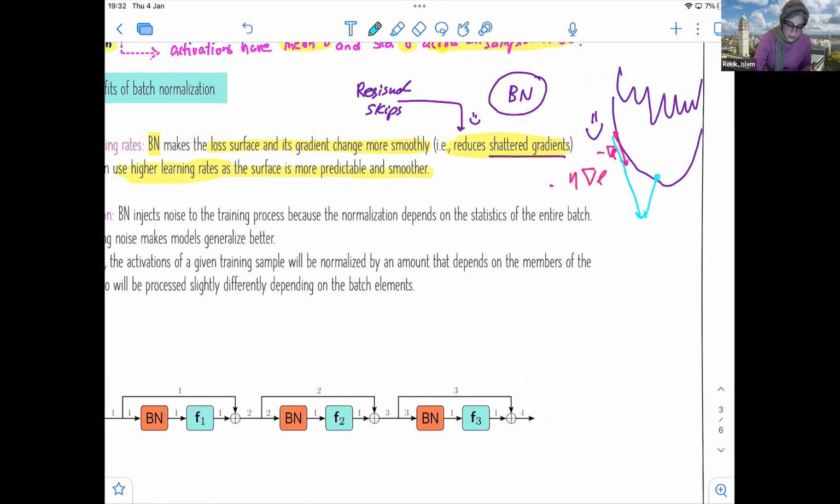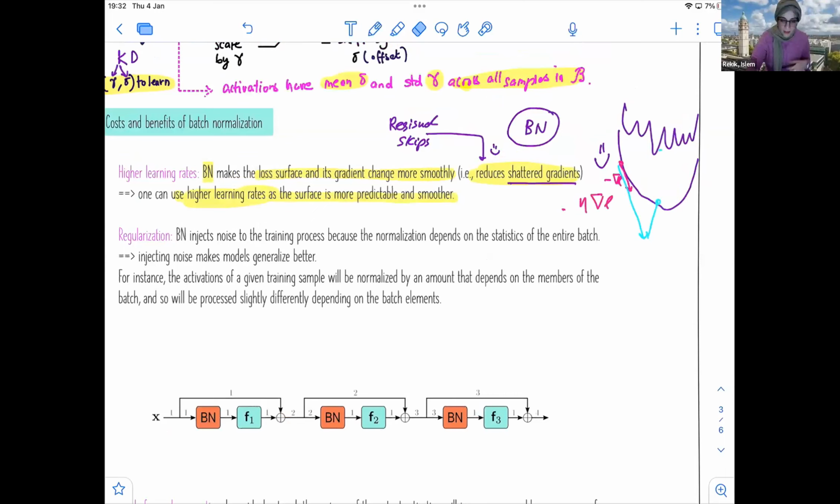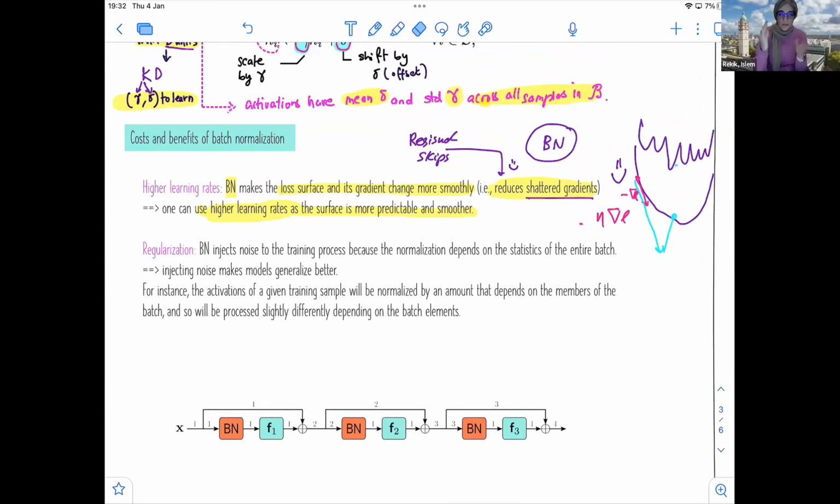But if you have an eta of the same length here, you're going to maybe miss a good optimum. So it doesn't work on, I would say, a curvy or very highly changing surface, okay? So the second point, so that was the first point.